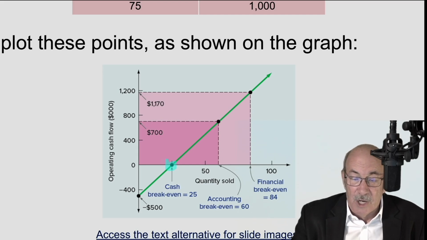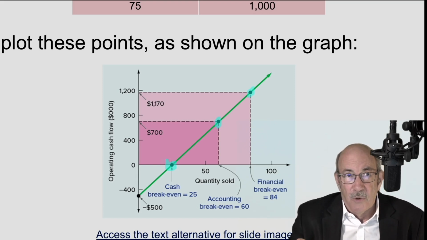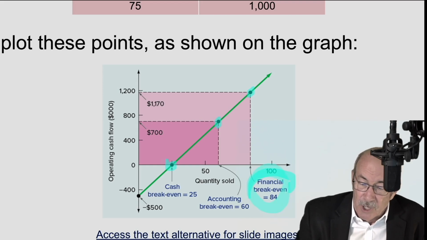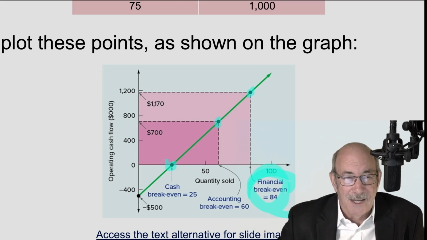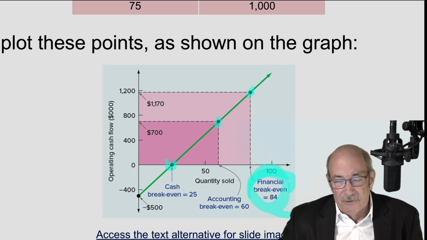The accounting break-even point, as we calculated earlier, is shown right up here at 60. And the financial break-even point is shown right here. That is the point at which we actually have a positive NPV project. That's a very important one. In fact, this financial break-even point is really the only one we need to care about because anything below that, we're losing money. Now, certainly it's nice to know how much money we're losing, but nevertheless, anything below 84 boats per year, we're losing money.